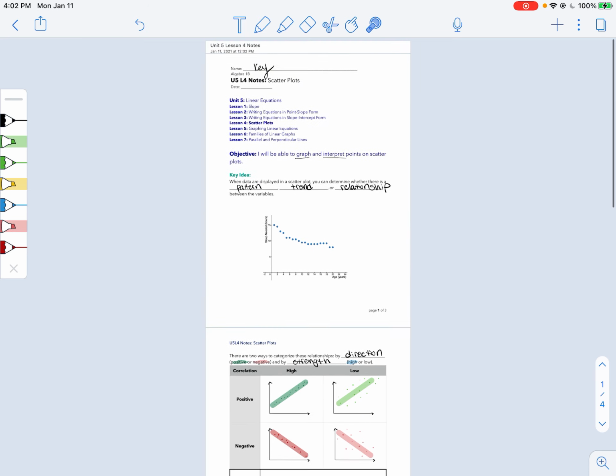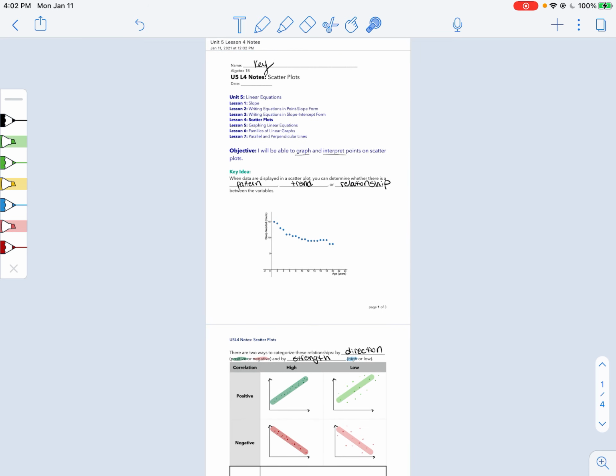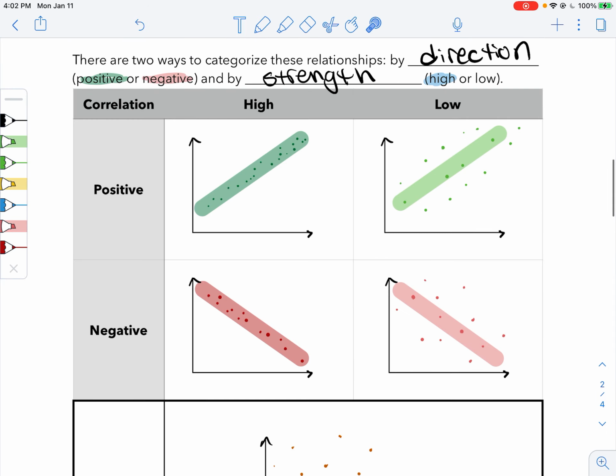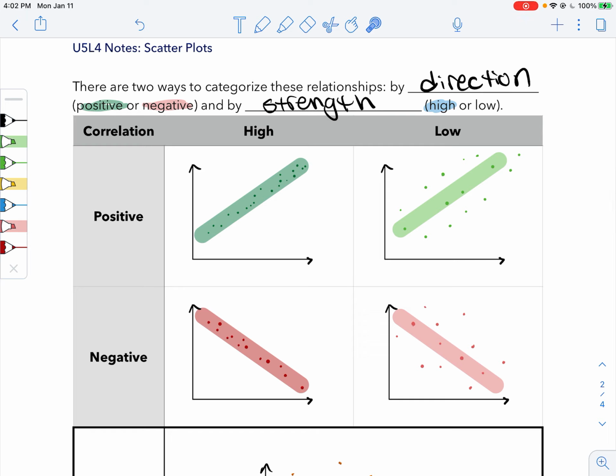That's it. That's how to read a scatter plot. Scatter plots show you relationship, and know the difference between a high correlation, so one that's really tight, that's very strong, or a low correlation, one that's very weak, it's very spread out. Positive means they both increase. Negative is as one increases, the other decreases.